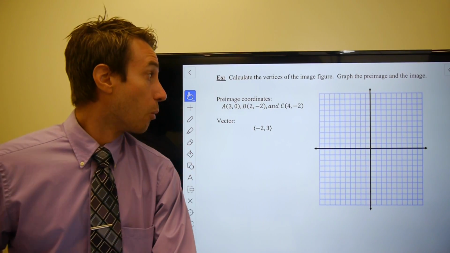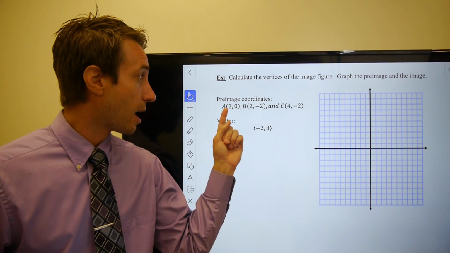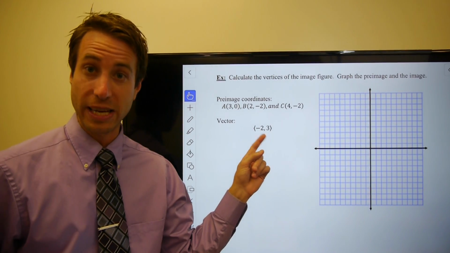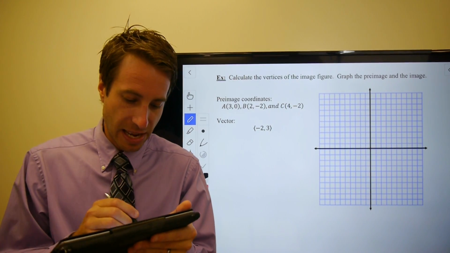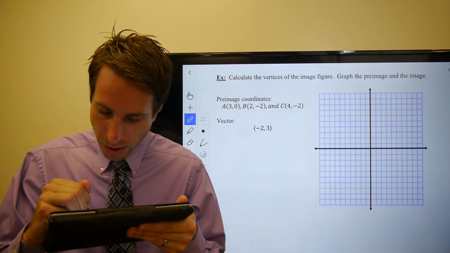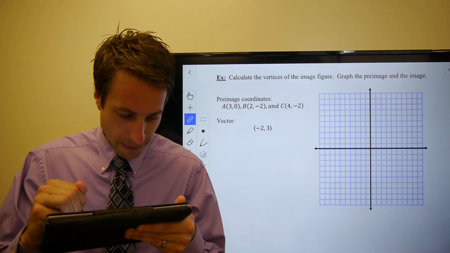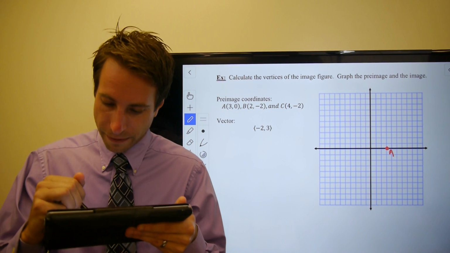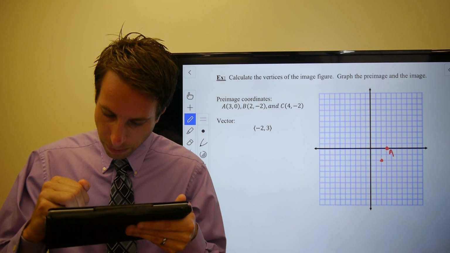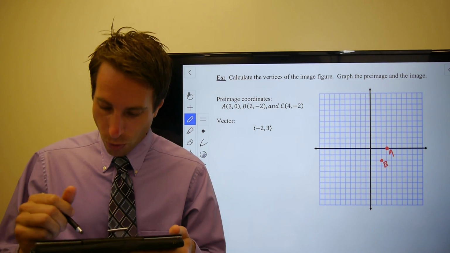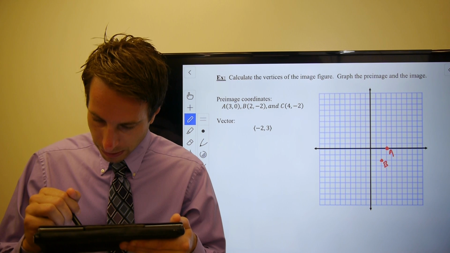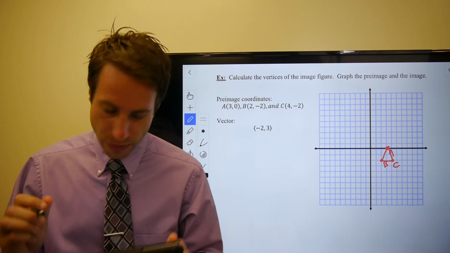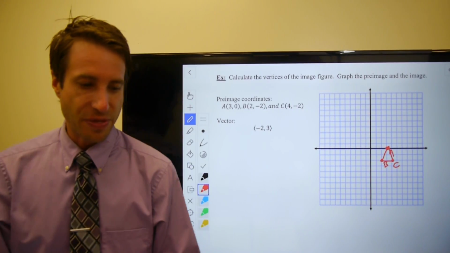Okay, so what I've done is I've given you coordinates A, B, and C. Let's go ahead and graph our pre-image, and then we'll perform our translation based on the components that we've been given. A is at (3, 0). That puts A right here. There's A. B is at (2, -2). That's going to put B right there. C is at (4, -2), really tiny triangle right through there. Sorry, I drew straight through my A, but anyway, there is my triangle.